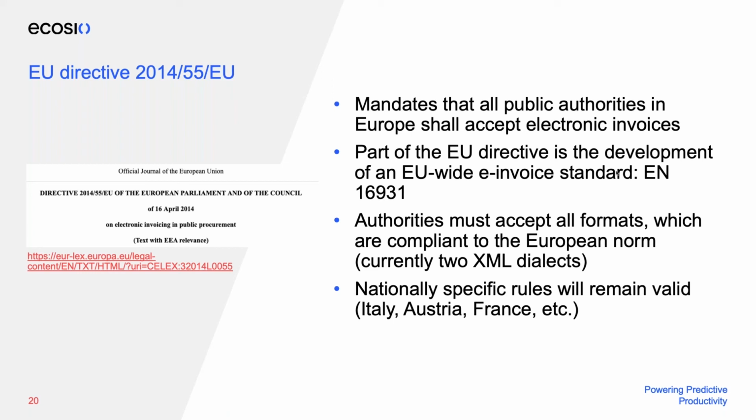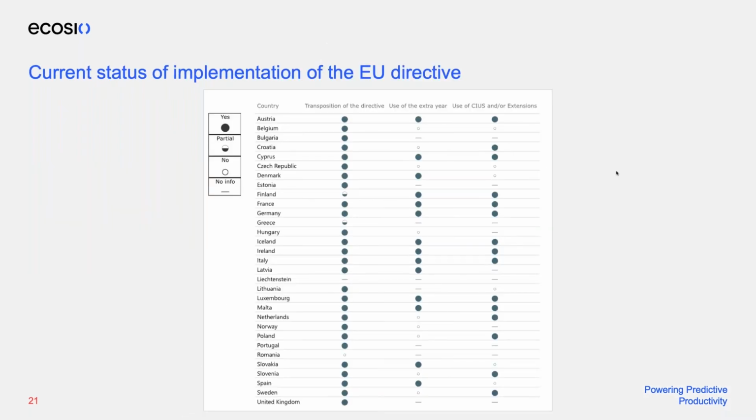Currently, there are two XML dialects, namely Cross Industry Invoice and the Universal Business Language. Nevertheless, nationally specific rules still remain valid. So Italy with Fattura PA, we just saw, Austria with the mandatory invoicing to the public administration, Chorus Pro in France, and so on. If we look at the current status of implementation of that EU directive, this chart here gives us an overview of how far the countries are. As we can see, there are some laggards actually in regard to the implementation. Nevertheless, most of the countries have already transposed the directive into national law and have set up the necessary systems.